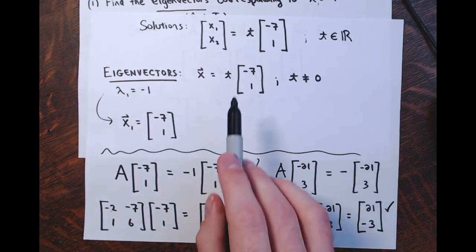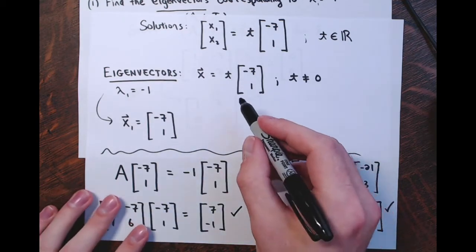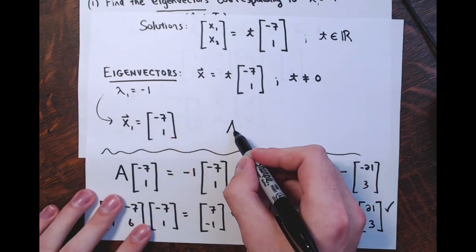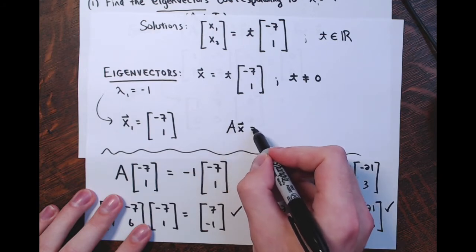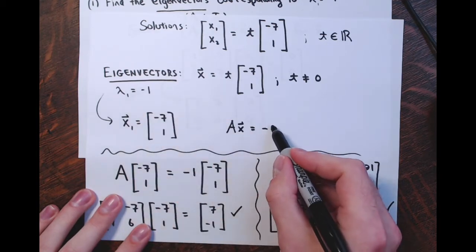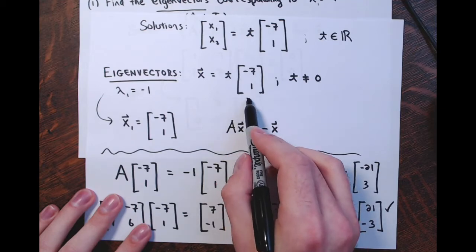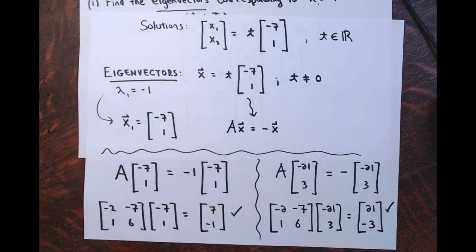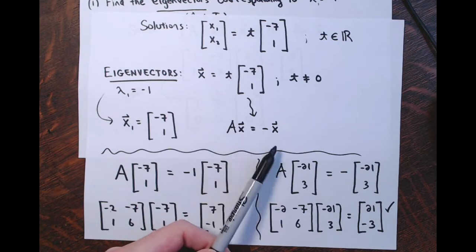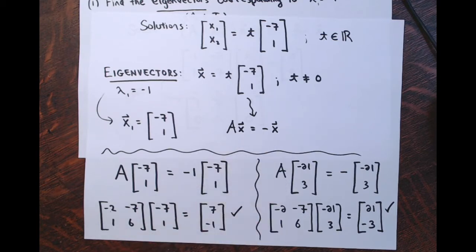And again, this will work. A times x will be equal to negative 1 times x for all of these vectors: negative 7, 1 and any multiple of negative 7, 1. This will work. Okay.